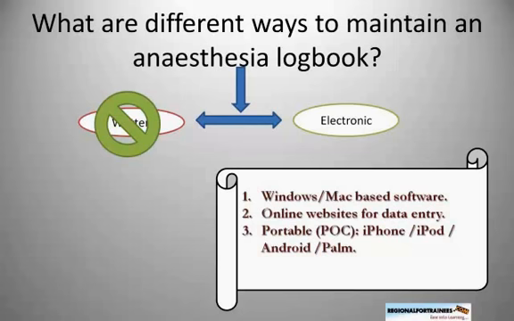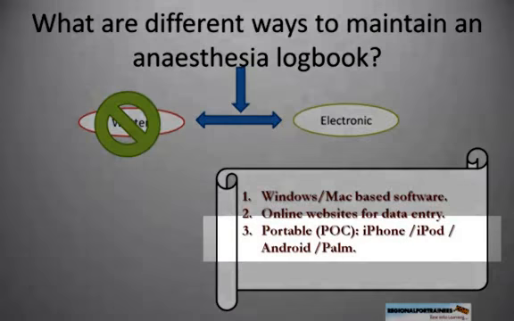One is a desktop-based solution, which is using either Windows or Mac. You take a software, install it on your system, and you use it from there. The second could be an online portal of entry. These are certain websites which basically act like servers. You log on, you need an internet connection, you log in your cases, and you maintain the database over there, and you print out reports from there.